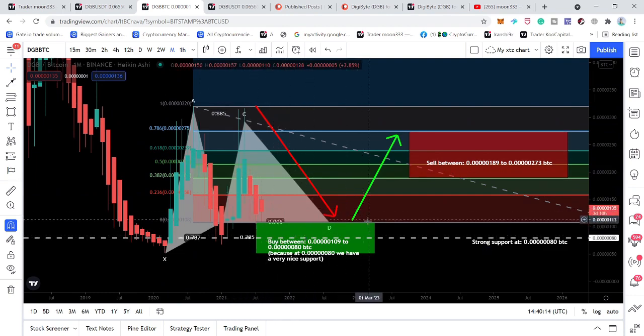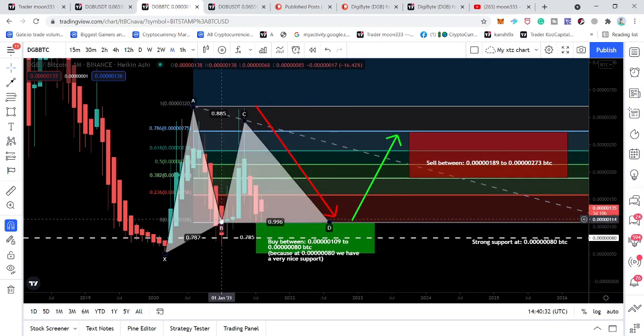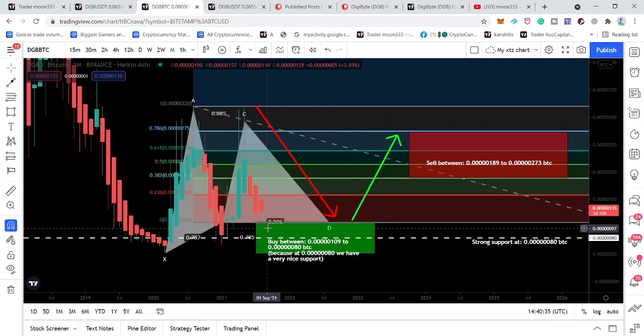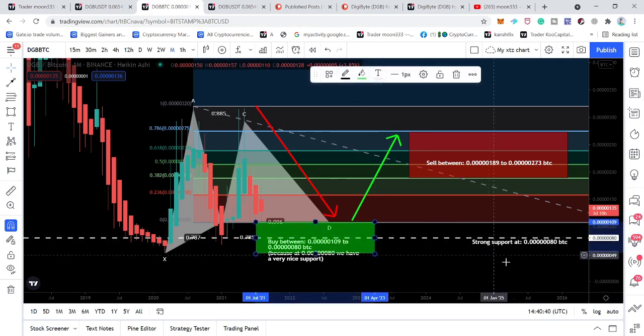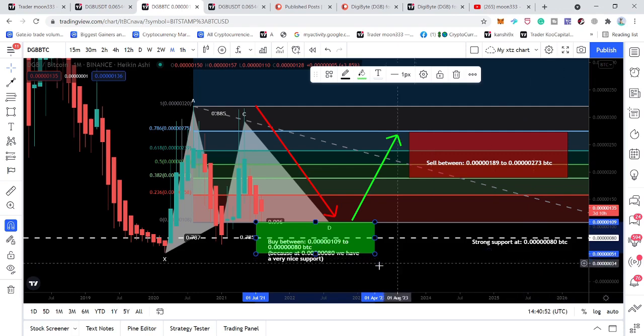Okay, this potential reversal zone, as per the Fibonacci sequence of the bullish Gartley, is quite wide because as per the classic Gartley trading pattern, we set our stop loss here, after the completion of this final leg up to the 0.786 Fibonacci retracement level, and place our buying orders between this level. However, you can see that this potential reversal zone starts from 0.0000109 bitcoins to 51 satoshis. So it will be a very big and wide potential reversal zone.